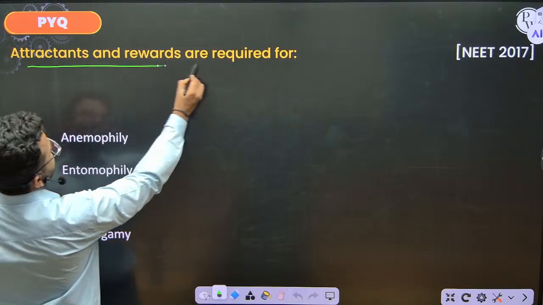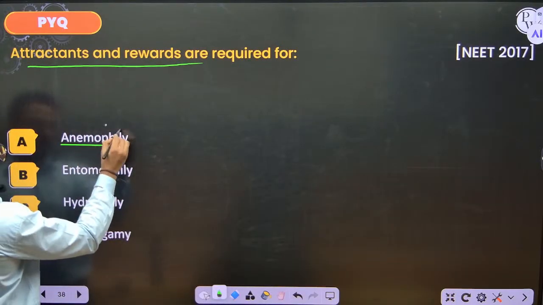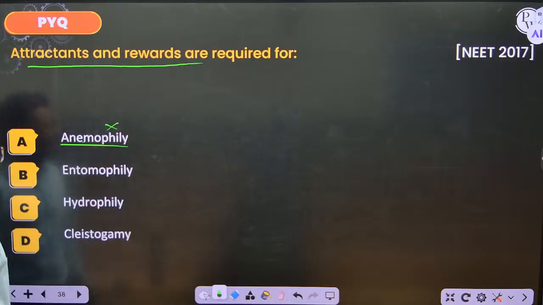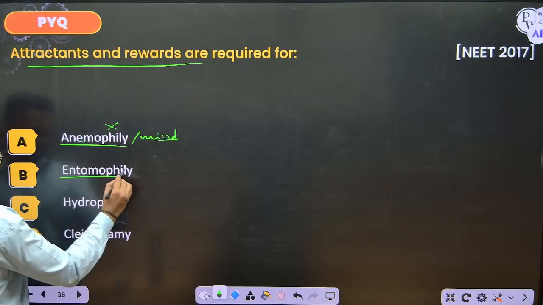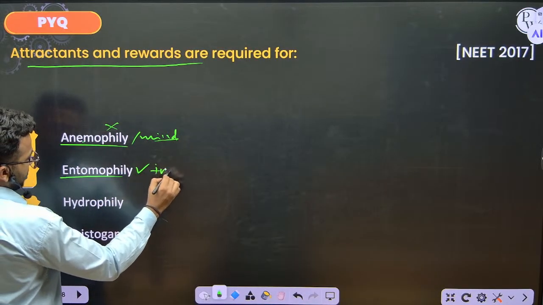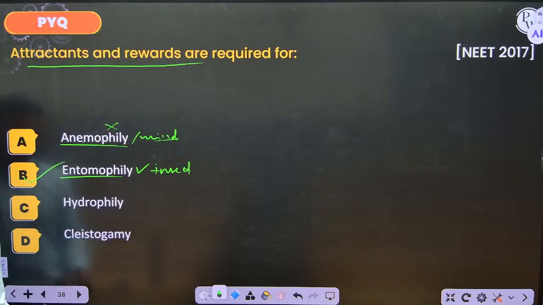Attractants and rewards are required for anemophily, not. Anemophily means air pollinated, wind pollinated. Entomophily means insects. So this one will be the answer here. Hydrophily, no, water pollinated. Cleistogamy, not.